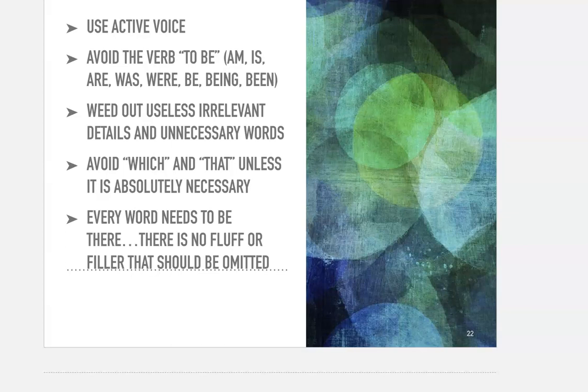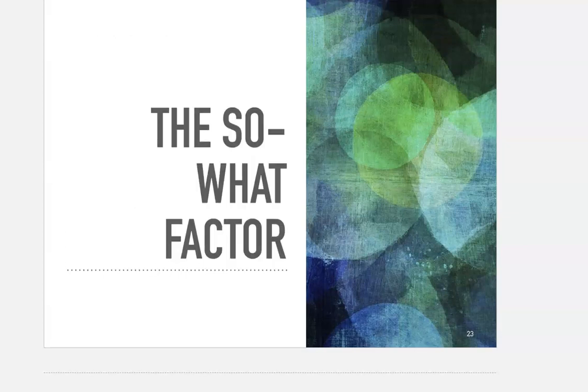Good writers that are economical use active voice. They avoid the be verbs that we talked about, those dead verbs. They weed out useless and irrelevant details and unnecessary words. They avoid which and that. Nine times out of 10, when you use which or that, you tend to ramble on, trying to string together a series of details, so you want to make purposeful statements that avoid which and that unless it's absolutely necessary. And there's no fluff or filler.